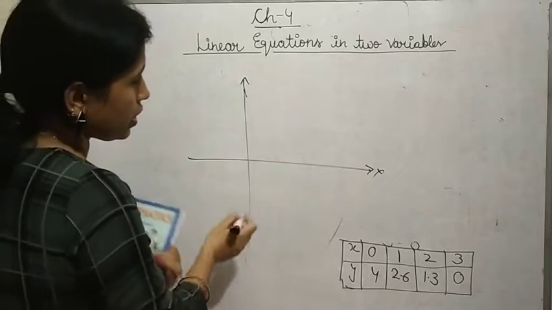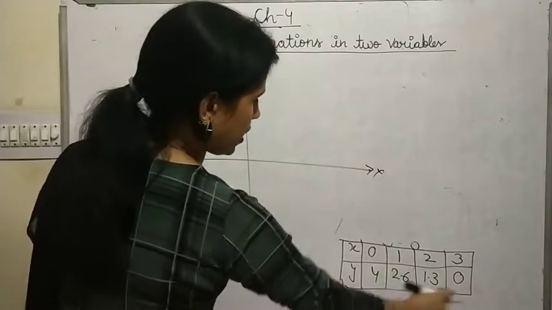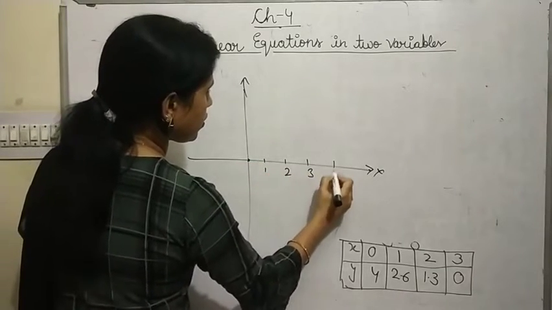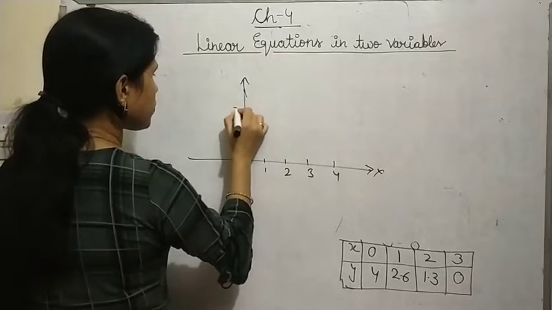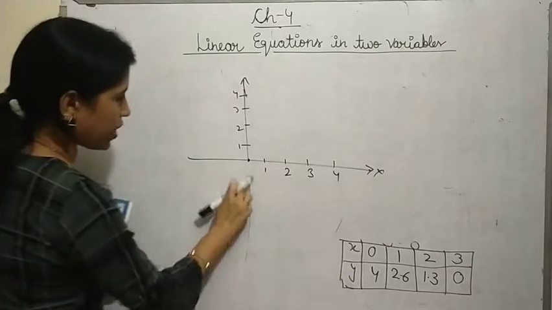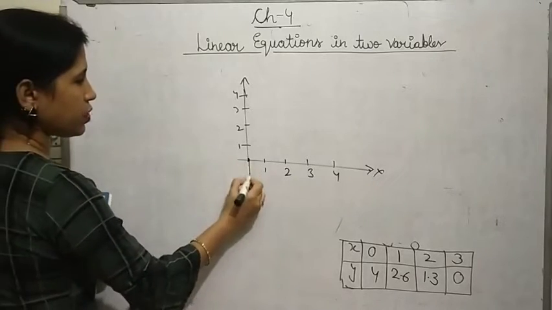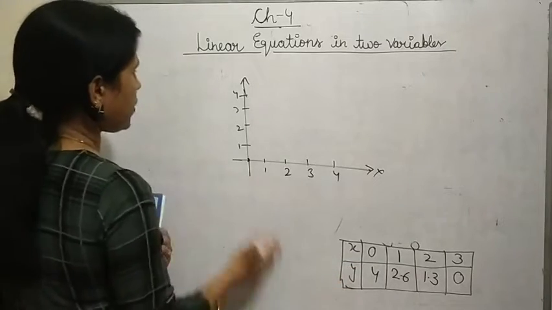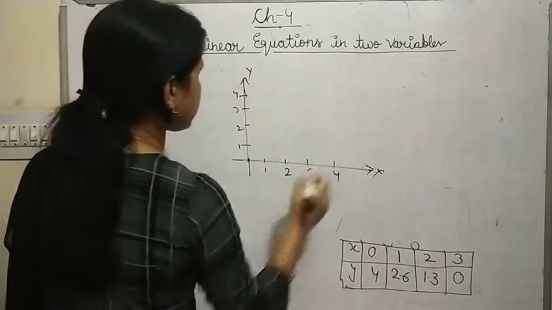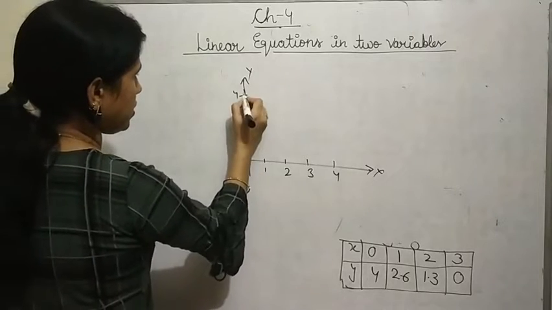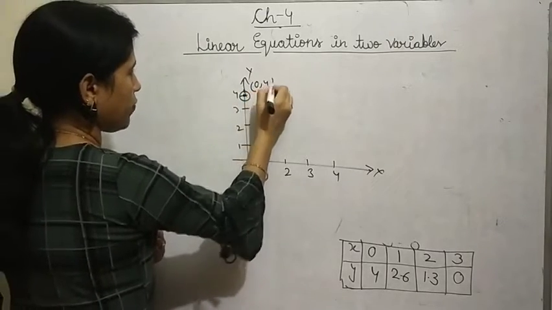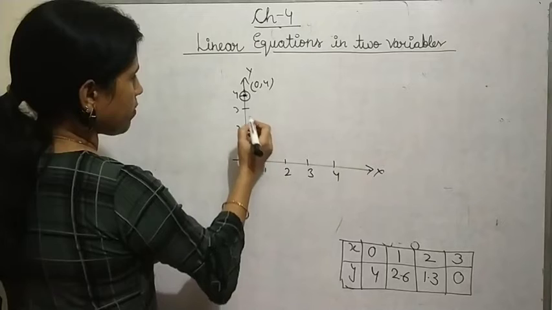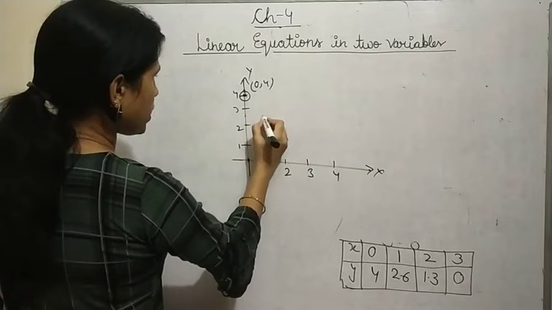Then the maximum is 3 and this, so 4 we will take. Means here 1, 2, 3, 4. 1, 2, 3, 4. We do not have any minus, so we are not going to locate minus. Okay, this much only we are going to consider. Now when we look at 0 and 4, x is 0, y is 4. This is your y axis, this is your x axis. x 0, y 4 means here, 0, 4. Next, 1, 2.6. 1, 2.6 means here, 5 will be one more.